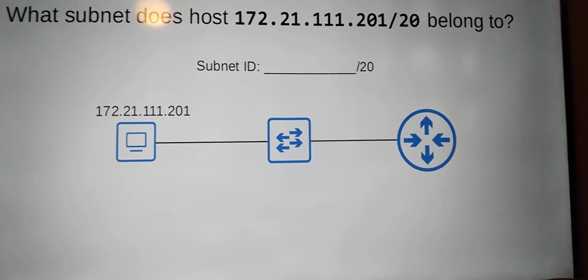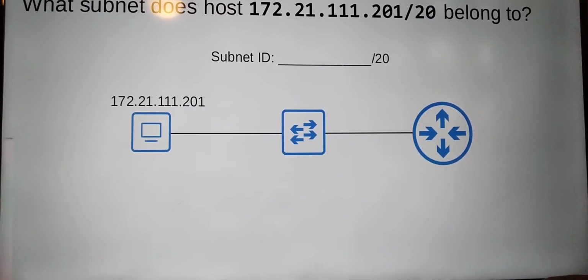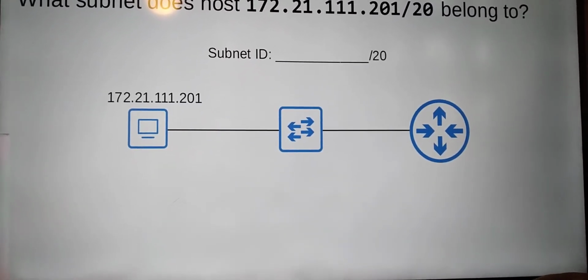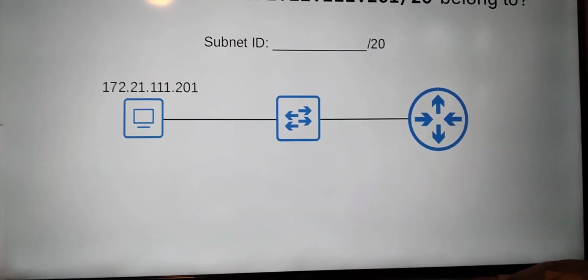Alrighty, so let's move on to question 2. What subnet does host 172.21.111.201/20 belong to?